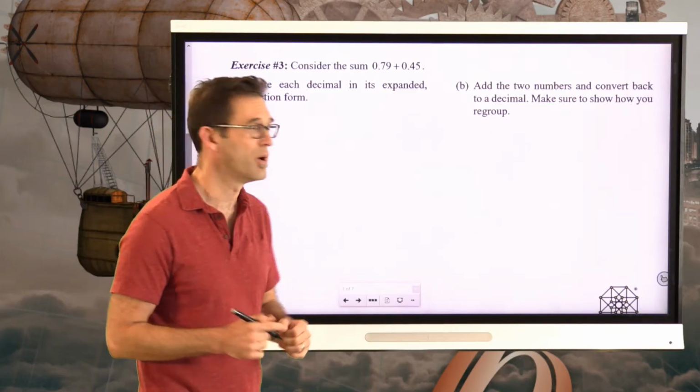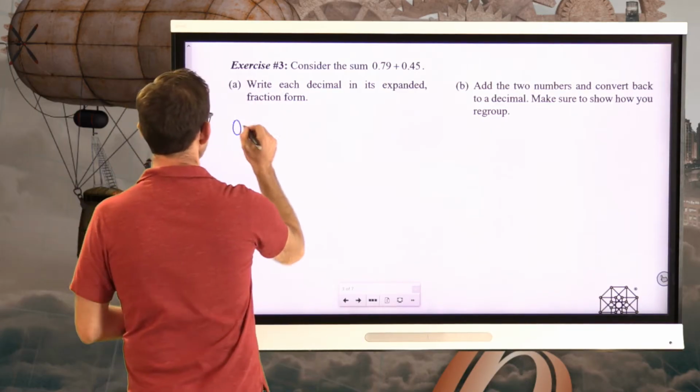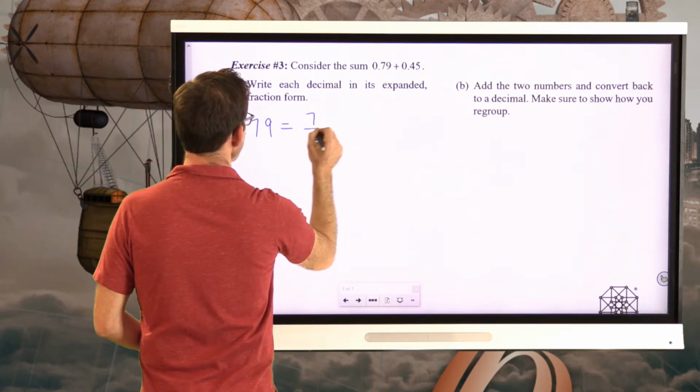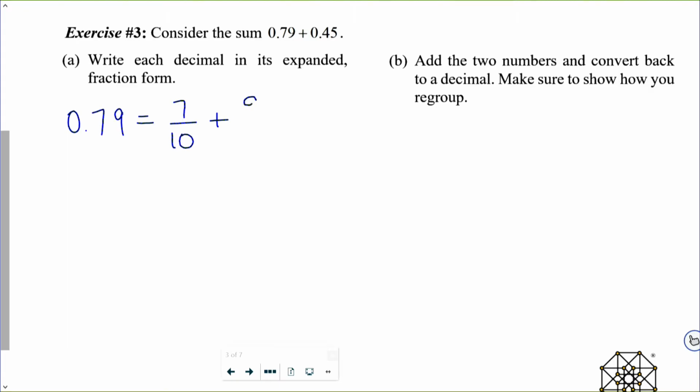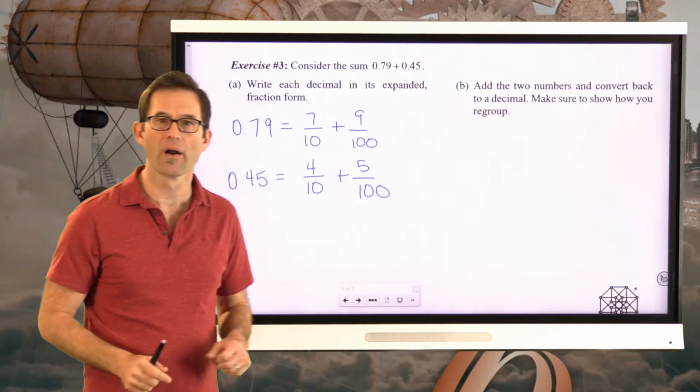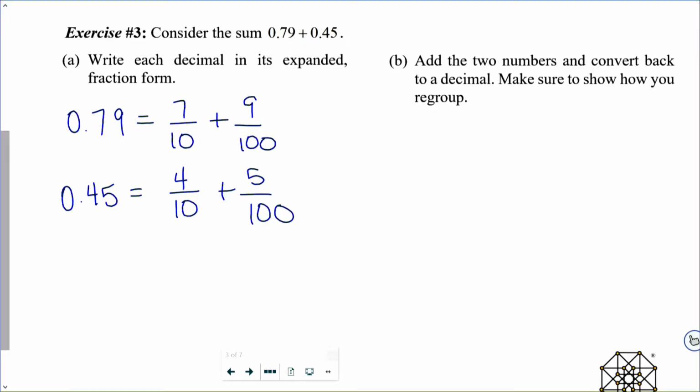All right, let's do it. So simple enough, 0.79 is going to be 7/10 plus 9/100, and 0.45 is going to be 4/10 plus 5/100. All right, that's easy.